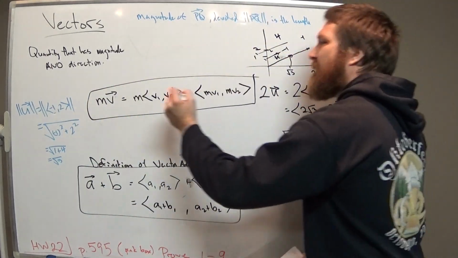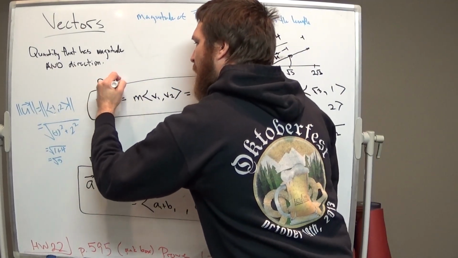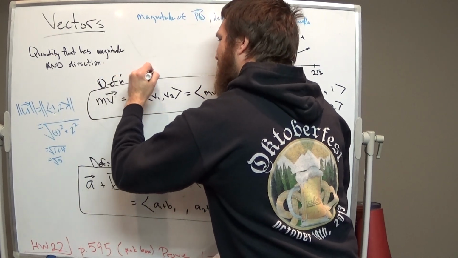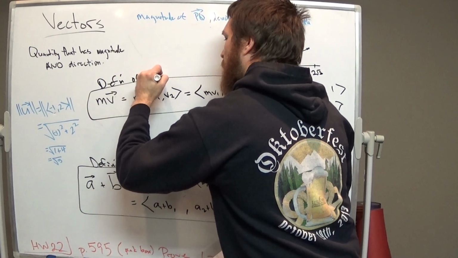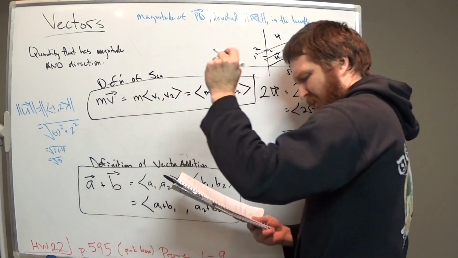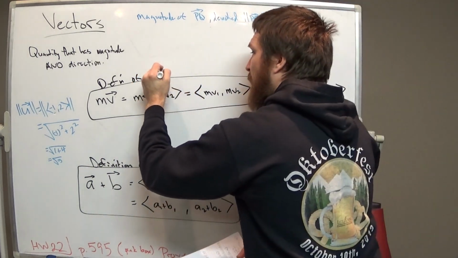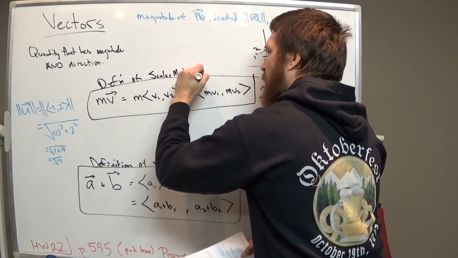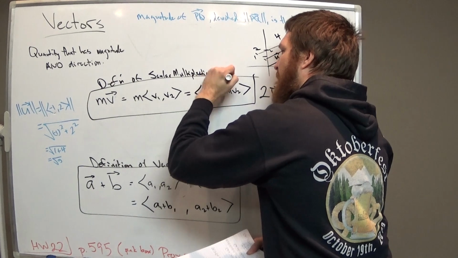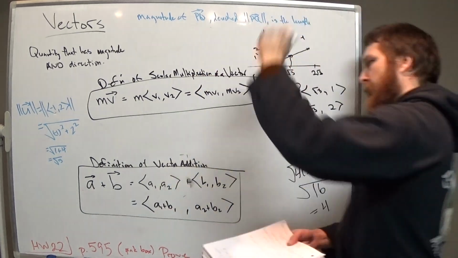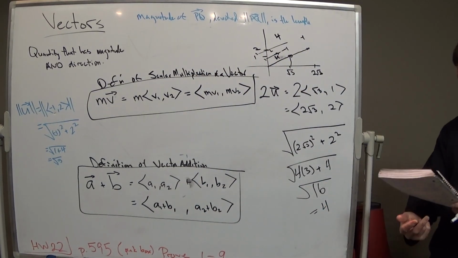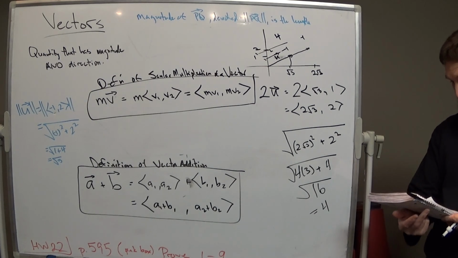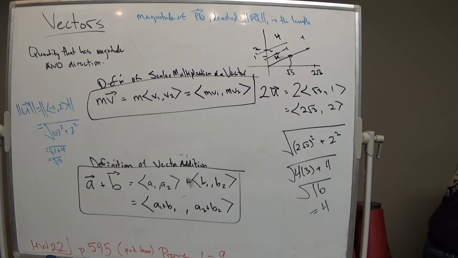And this is the definition of scalar multiplication of a vector. Everybody got that? Questions?